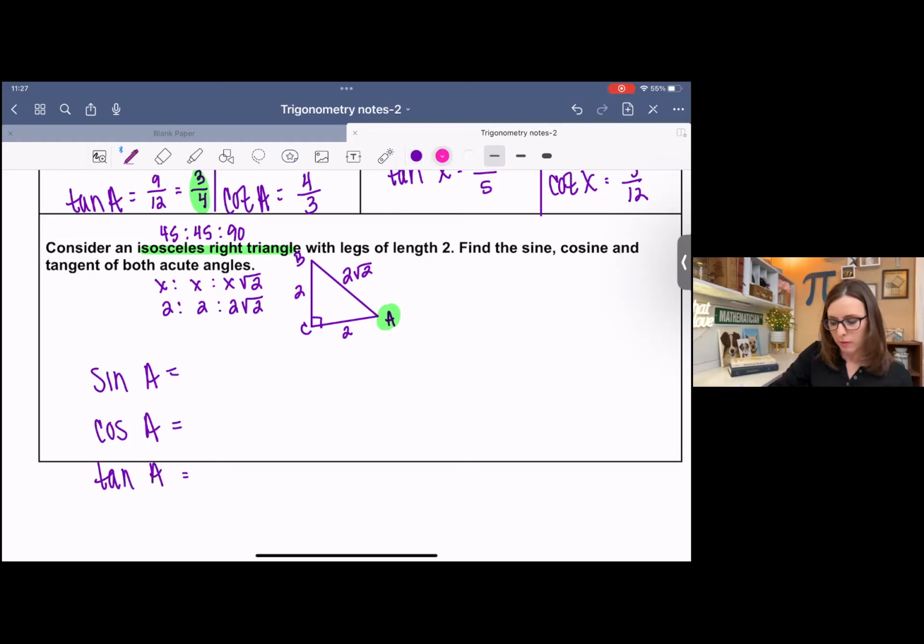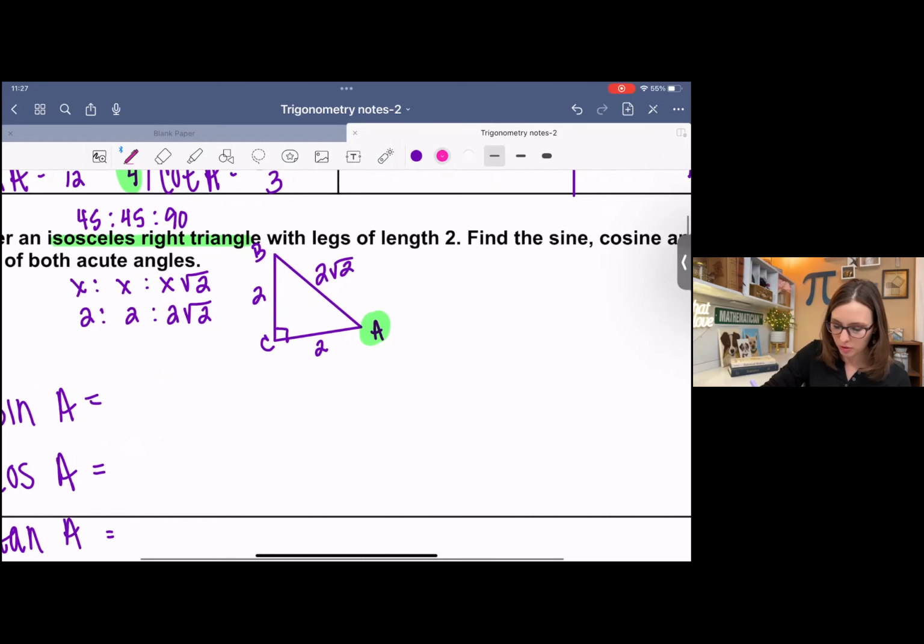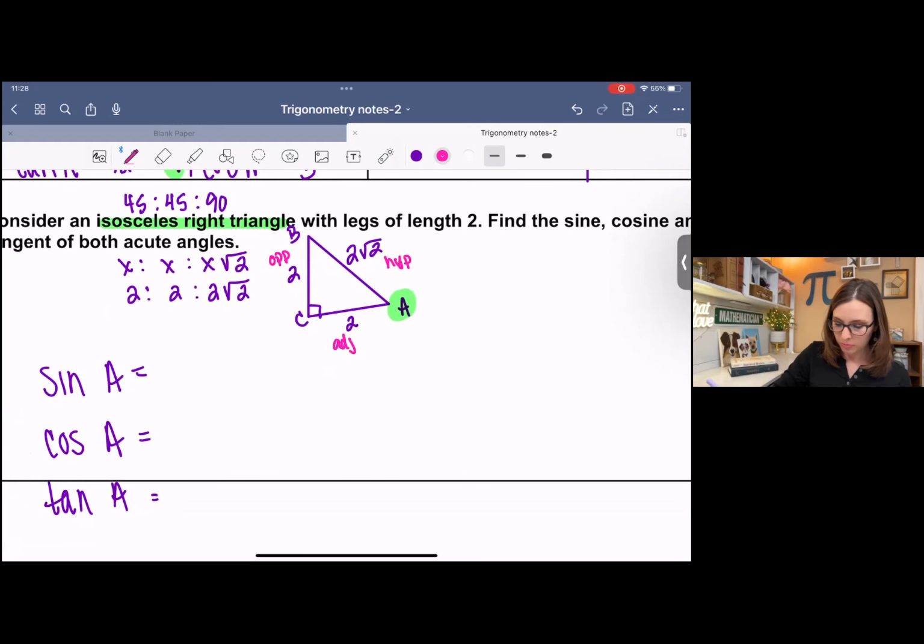And then remember, it's helpful to set up your sides. This is opposite, this is adjacent, this is hypotenuse. And then now do the problem. We've got SOH CAH TOA. So I've done just the preliminary work.